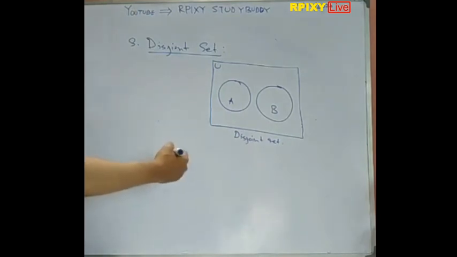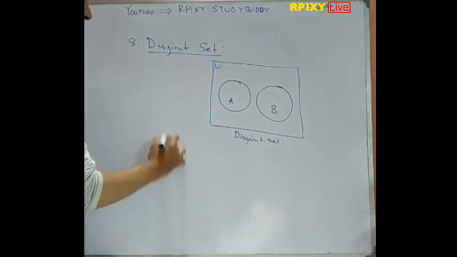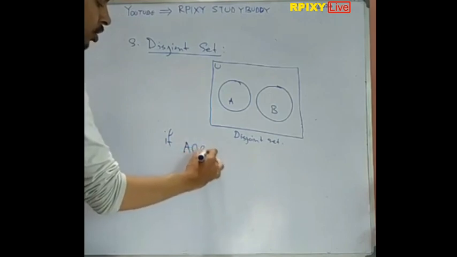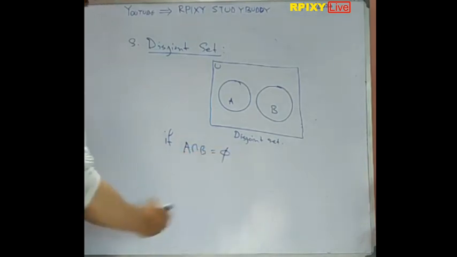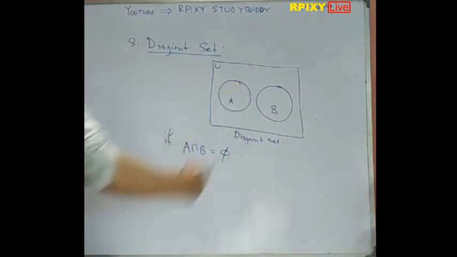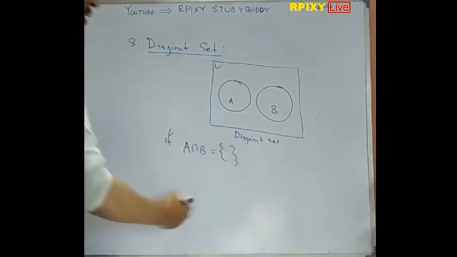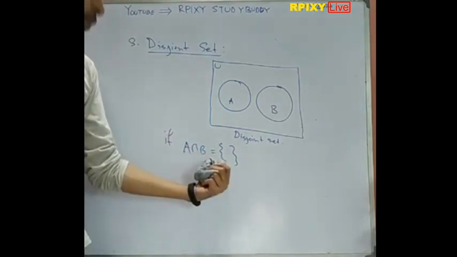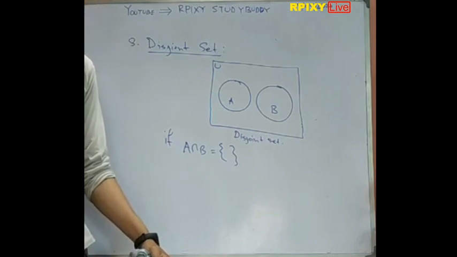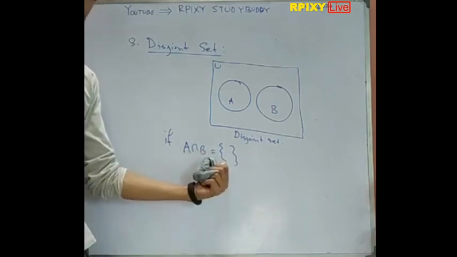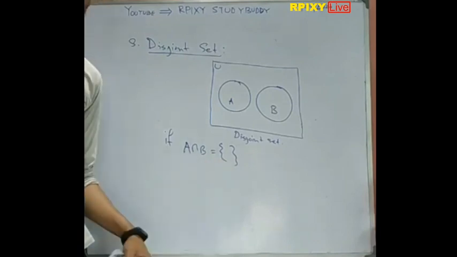Okay, so what will be the definition of a disjoint set? A and B will be disjoint if A intersection B is a phi set. That means there is no element in the common part of A and B. This is a phi set, or you can write null set. The representation of the null set is phi. So whenever the intersection is a phi or null set, then the sets are disjoint.